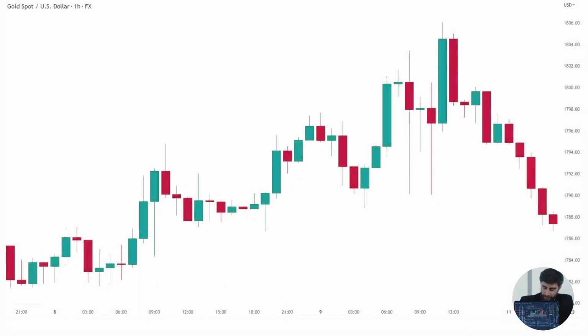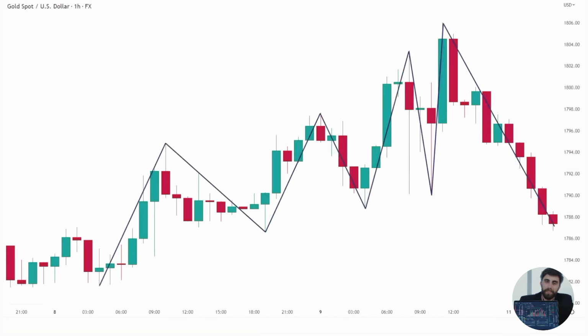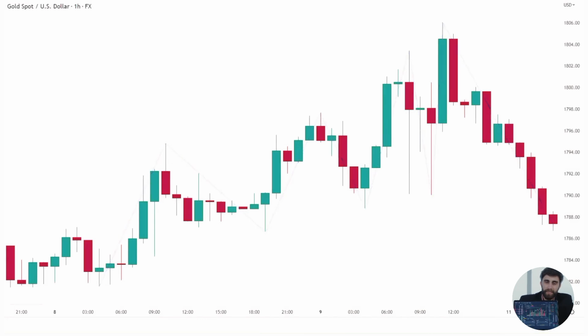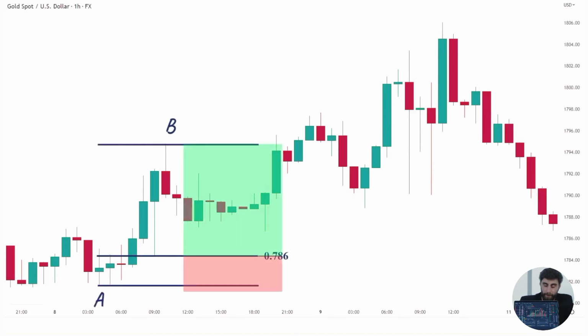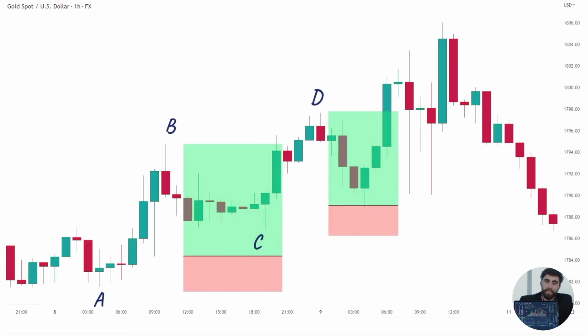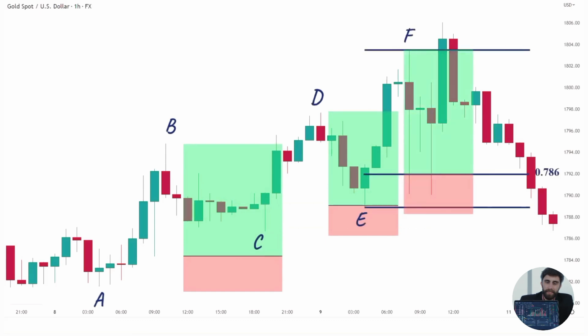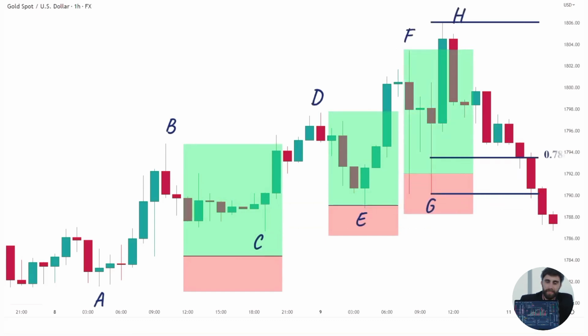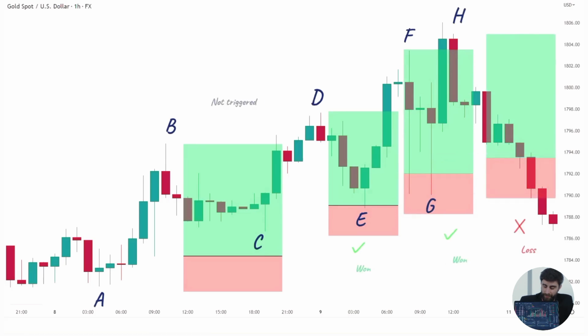Here on the gold 1-hour time frame, we had an obvious uptrend. We had a series of impulsive and corrective moves, and this is how we could apply the 786 Fibonacci retracement setup. Since our risk-to-reward ratio is 1-to-3, a winning trade can basically wash away 3 losing ones.